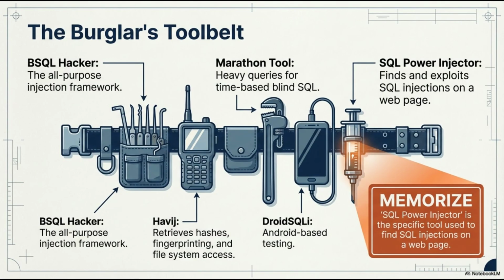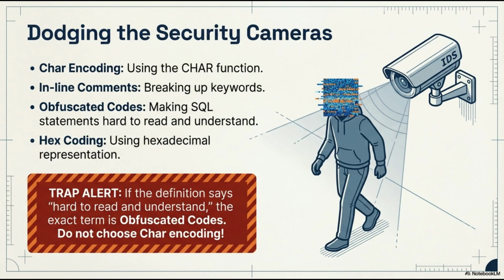It's a web application firewall that works in tandem with an intrusion prevention system. It actively sits in line, examining HTTP and HTTPS traffic in real time to detect and block malicious SQL injection payloads as they are transmitted. However, attackers are constantly developing methods to bypass those inline defenses. We explore these evasion tactics on slide 9. Moving to slide 9, dodging the security cameras.